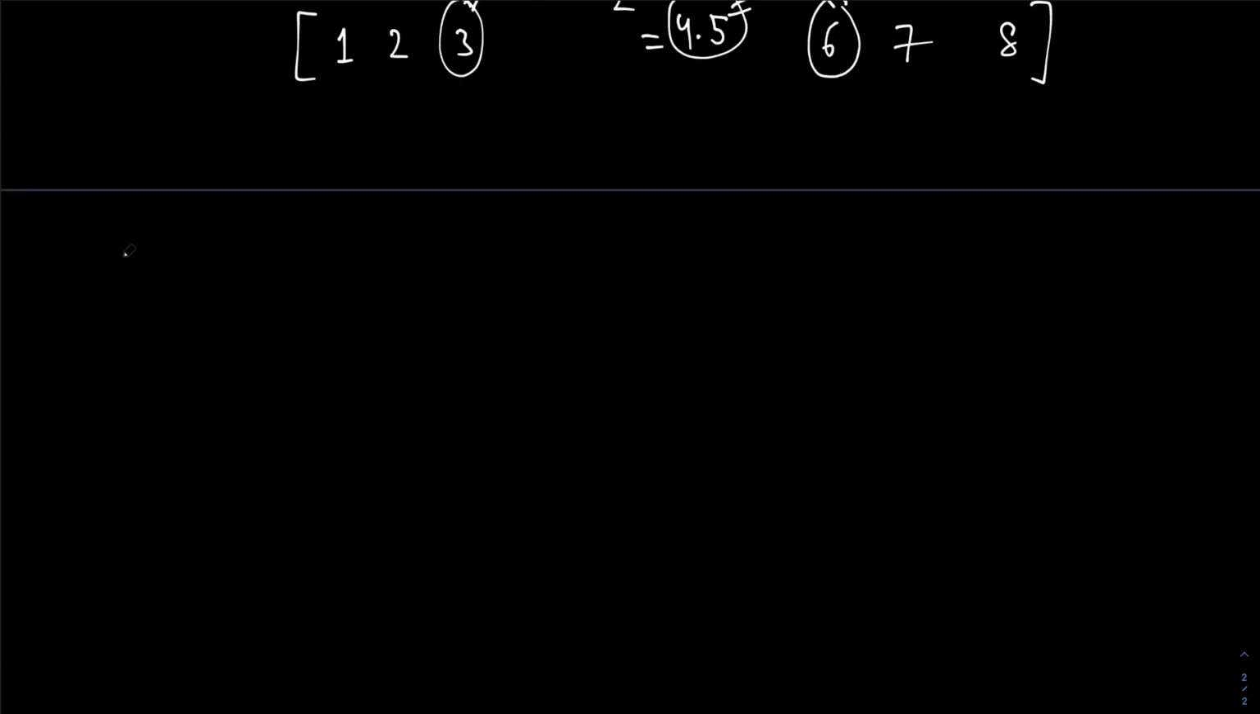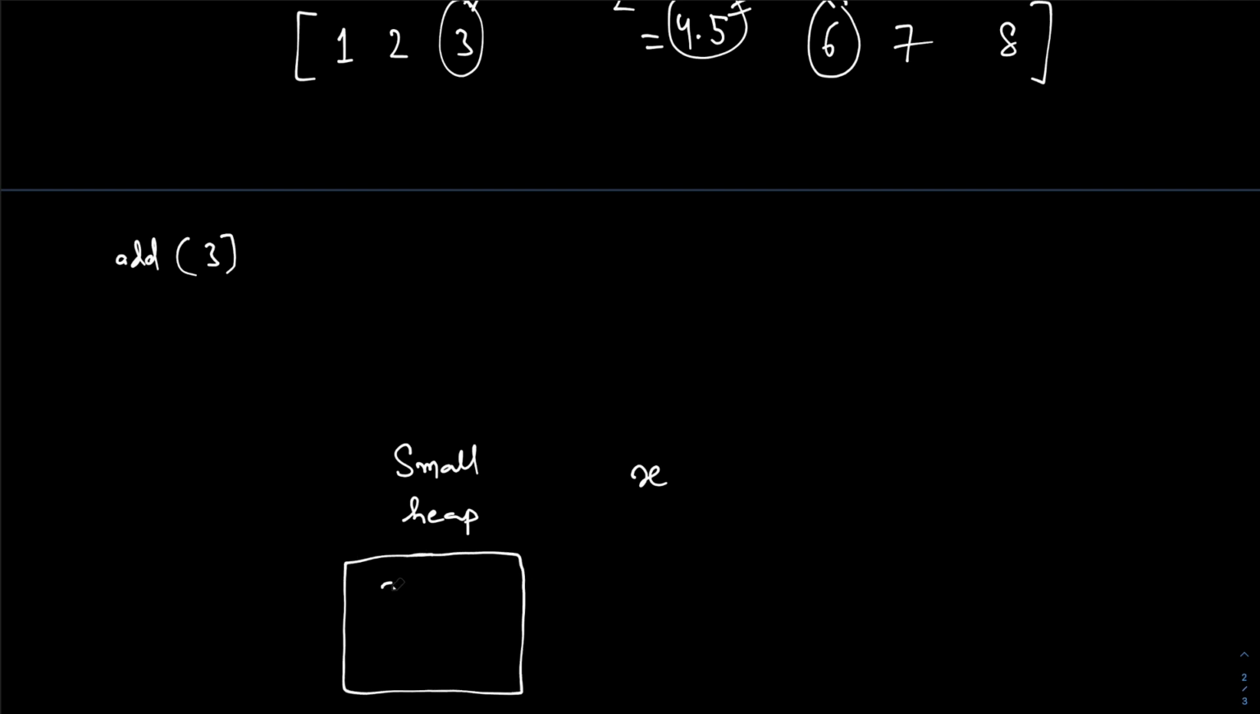So this one, firstly we added 3. Suppose this x is a median. I don't know what the median is yet, so this is our small heap in which I'm going to store this. I added 3 inside of this. And this is my large heap, which is going to be the main heap.